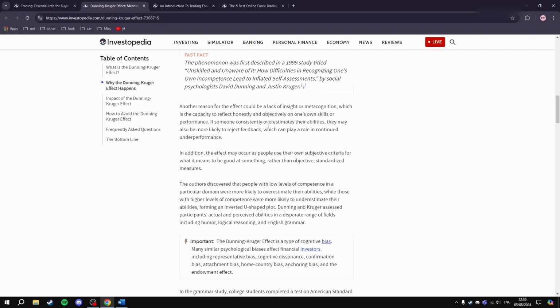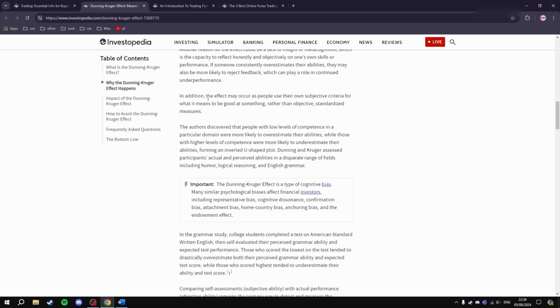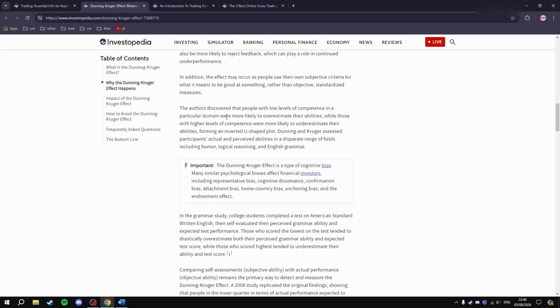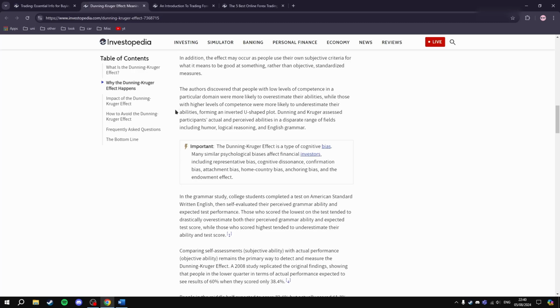If someone consistently overestimates their abilities, they may also be more likely to reject feedback, which can play a role in continued underperformance. In addition, the effect may occur as people use their own subjective criteria for what it means to be good at something, rather than objective, standardized measures. The authors discovered that people with low levels of competence in a particular domain were more likely to overestimate their abilities, while those with high levels of competence were more likely to underestimate their abilities, forming an inverted U-shaped plot.